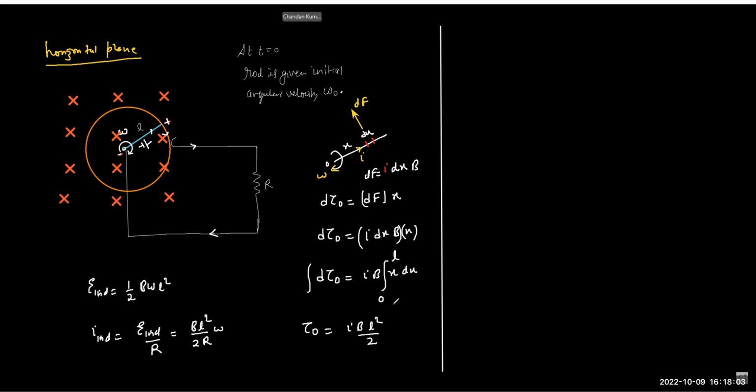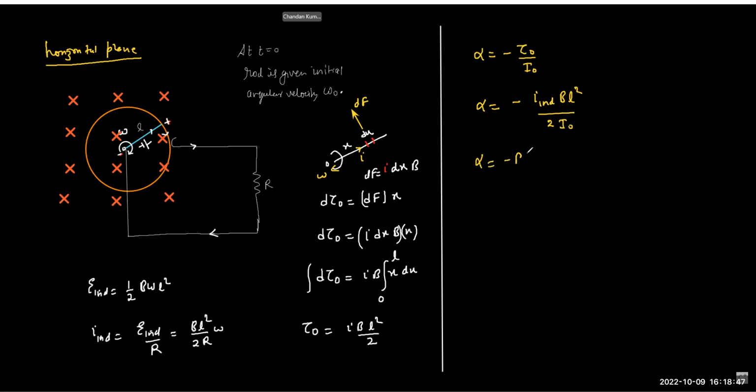It is acting at right angle to the rod. The rod is trying to turn clockwise, but the torque is anticlockwise, so it is going to decelerate or slow down. This is the only torque acting, not force, so we can say the angular acceleration will be minus torque by moment of inertia about the center. This is what we did, right? Yes, sir. And this turns out to be minus I induced B L square by 2I.